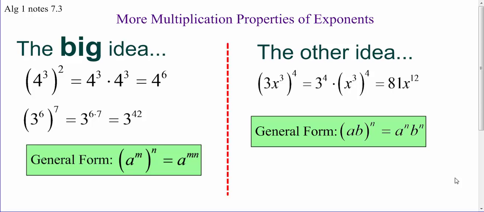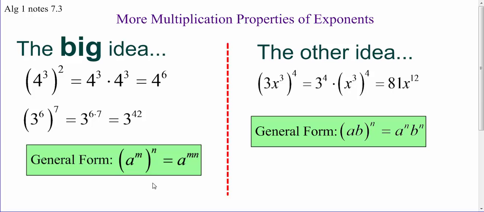like this with numbers. If you have something to the effect of 4 to the third, to the second power, that is exactly the same as saying 4 to the third times 4 to the third, which would be 4 to the 3 plus 3, or 4 to the sixth. Same idea. If you have 3 to the 6, to the seventh, you can just simply change that to be 3 to the 6 times 7, or 3 to the 42. So the idea is when you have a power of a power, you multiply the numbers.